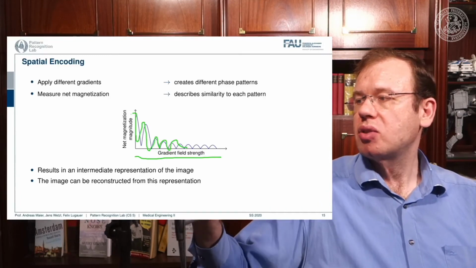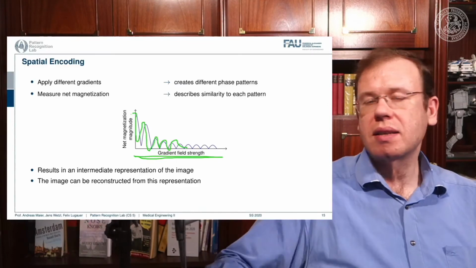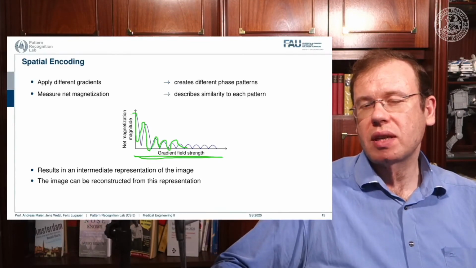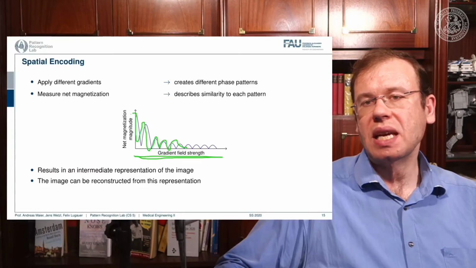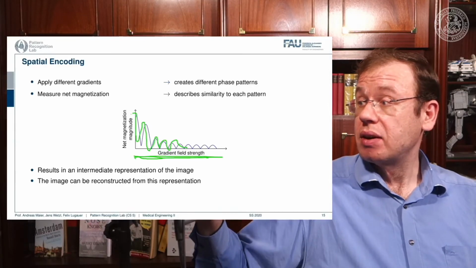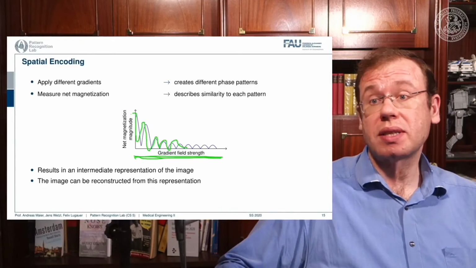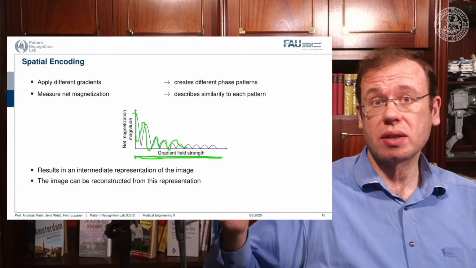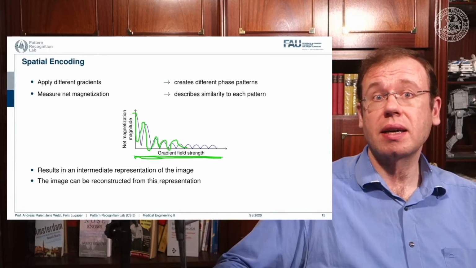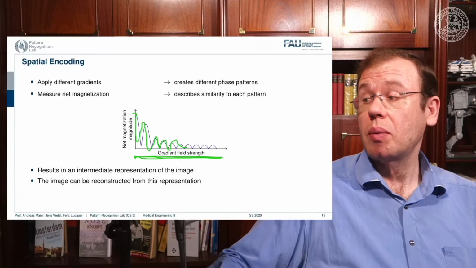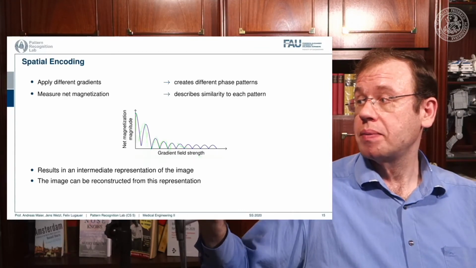And now I get this trace, and the trace here describes essentially how the strength of the different orientations is encoded in the actual voxels. And actually this guy here is an intermediate representation of the image. So if I know this trace, I can reconstruct the entire information that was in my set of voxels. How? Well, let's think about this a little more.